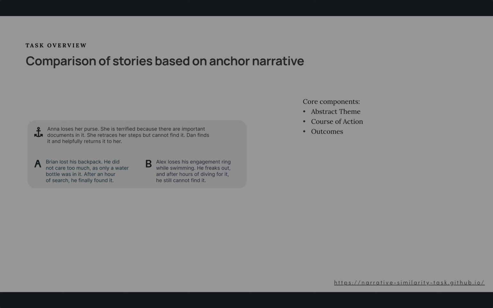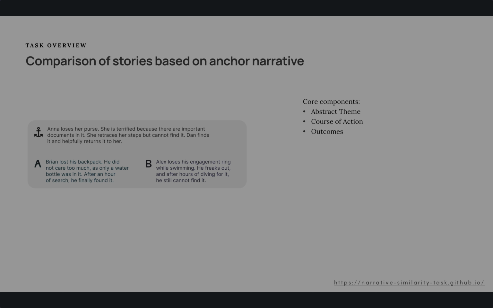Obviously, these components don't always align. Practically identical events in stories with comparable abstract themes can result in polar opposite outcomes. The task explicitly ignores elements that make stories look similar but have no effect on narrative structure, like style of writing, names, locations, and length or detail of the text.